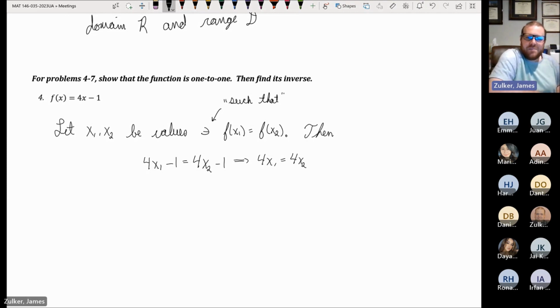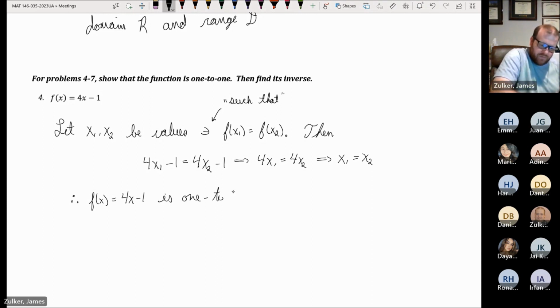By adding 1 to both sides, this means that 4x1 has to equal 4x2. And then by dividing both sides by 4, we get that x1 has to equal x2. This means that f of x is 1-to-1. That means it has an inverse.